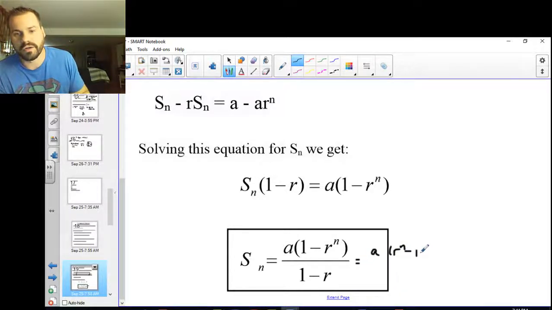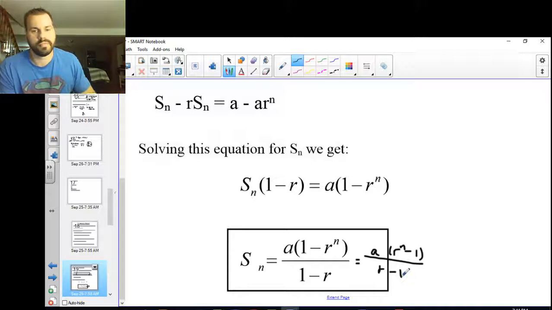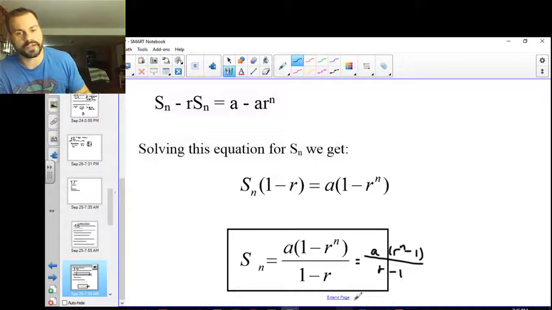Okay, and you will see sometimes this written just slightly differently as A times R to the n minus 1, over R minus 1. That is sometimes written like that instead. But it means the same thing, and it comes from the same derivation. It's just a matter of whether you subtract R Sn from Sn or the other way around. So that's the formula.